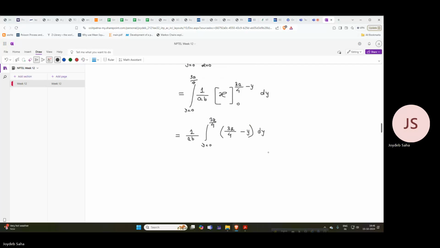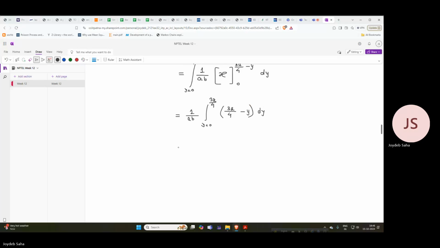Now let us proceed. It will be 1 upon ab, 3a upon 4 multiplied with y minus y square upon 2, and y value is 0 to 3a upon 4. Fine.